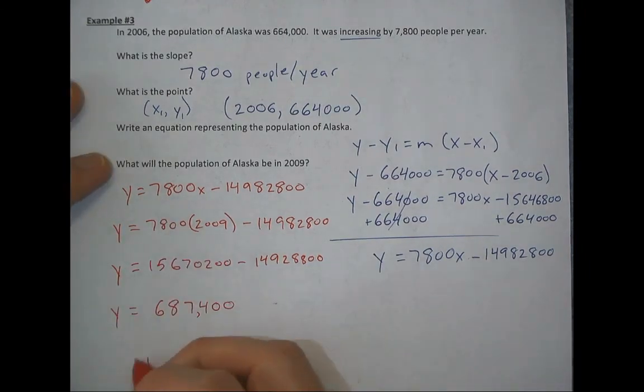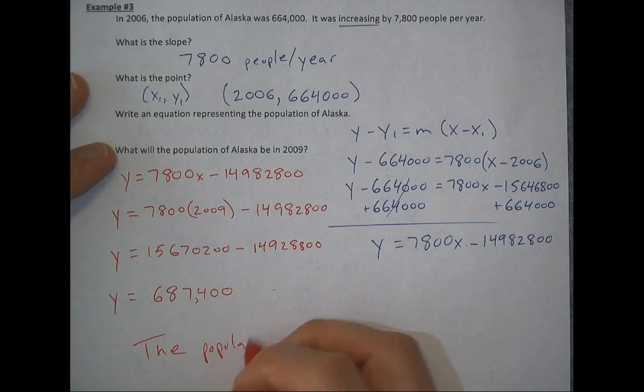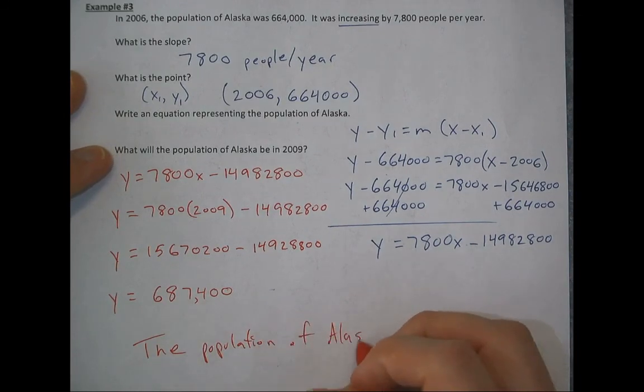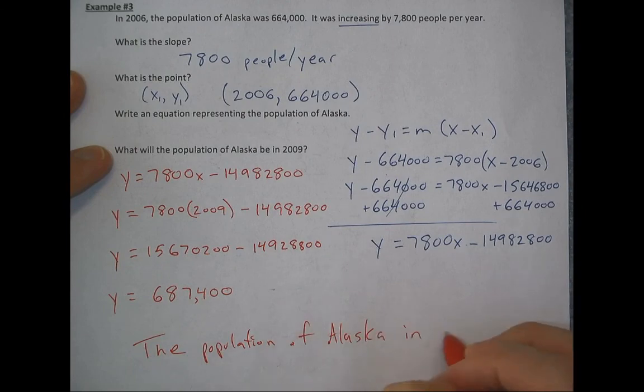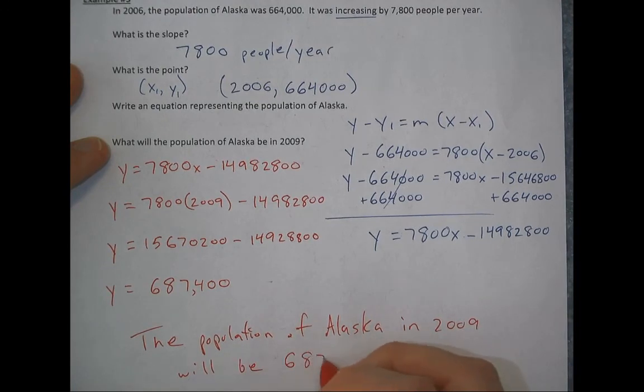So I'm going to write this out in a sentence to answer the question. The population of Alaska in 2009 will be 687,400.